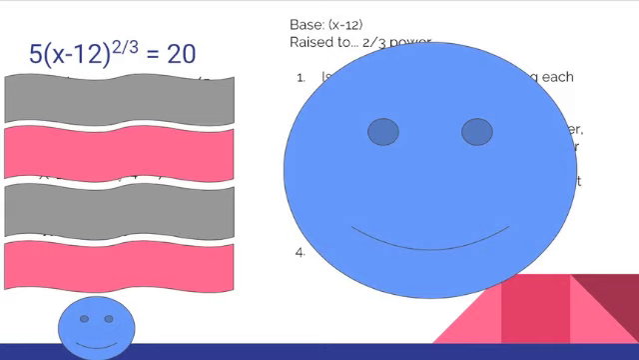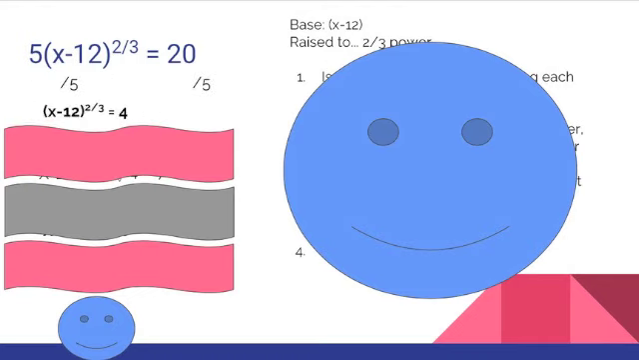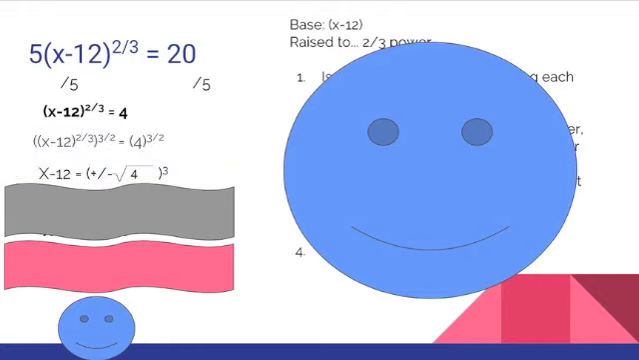So now, this is a more complicated equation. We have 5 times x minus 12 to the 2/3 power equals 20. The base is x minus 12 because it's what's being raised to the 2/3 power. So what we're going to need to do is start by isolating the base. So we do that by dividing each side by 5, and we get x minus 12 to the 2/3 power equals 4. And then we're going to raise each side to the reciprocal power to get the base to a power of 1.